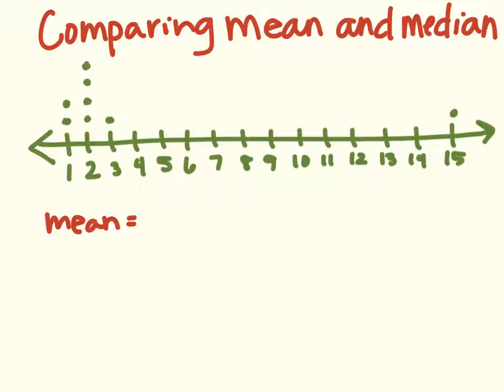So our mean is going to equal 1 plus 1 plus 2 plus 2 plus 2 plus 2 plus 3 plus 15. That gives us a total of 28. How many students are there total? There are 8. So our mean is going to be 28 divided by 8, or 3.5 hours.